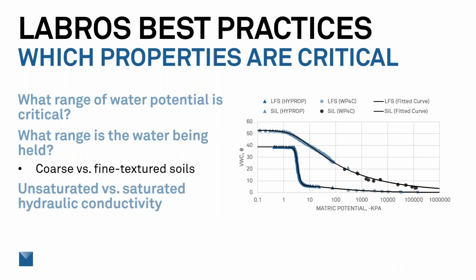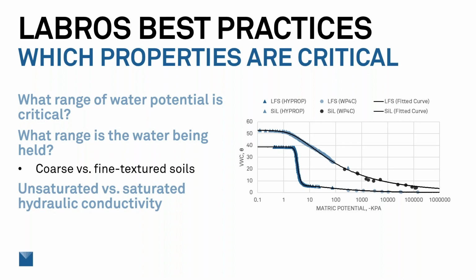So the next thing to think about for best practices is which properties are actually critical for my measurement. The first thing I think about is which range of water potential is most critical for what I'm trying to study. Am I primarily interested in water flow properties? That means I maybe only need to measure between 0 and -10 kPa. Or am I interested in plant available water? So I need to measure from probably about field capacity down to permanent wilting point. Ultimately, what range is of most importance?